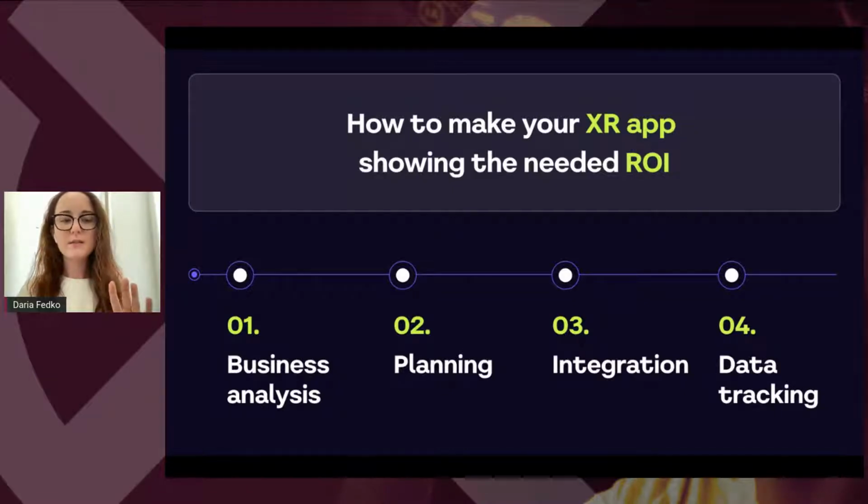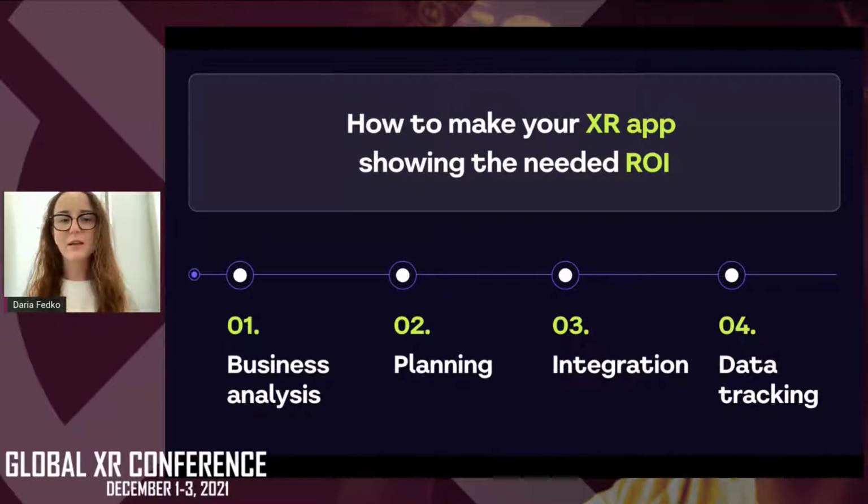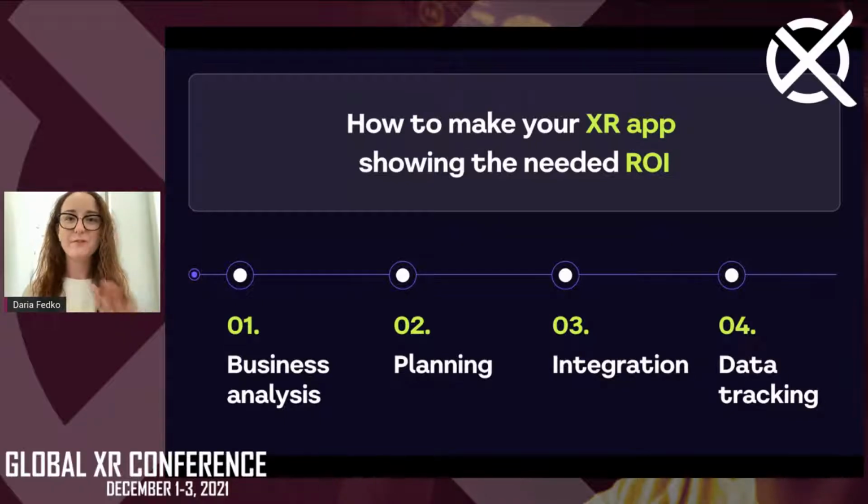These are 4 segments I understood are crucial to have if you want to show the ROI on the XR solution you're developing. If you want this return on investment, then you have to have these 4 segments. That's from our experience. I'm sure it's going to be different from case to case and from industry to industry. But this core understanding of this business tool, I think, is going to be the same. So let's go. We will start with the first segment, the business analysis.